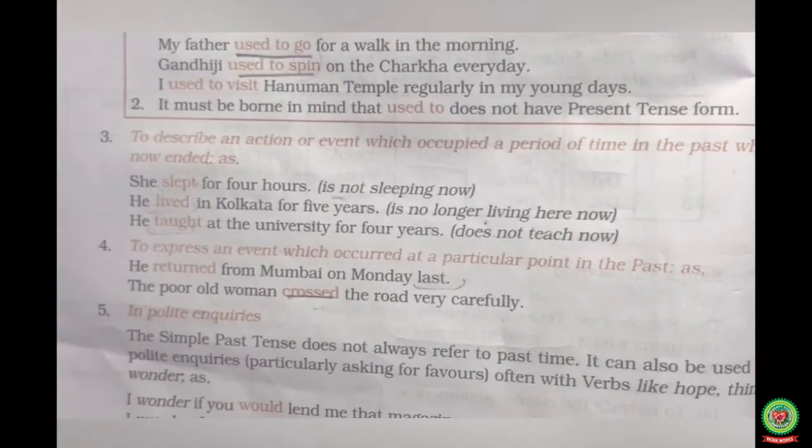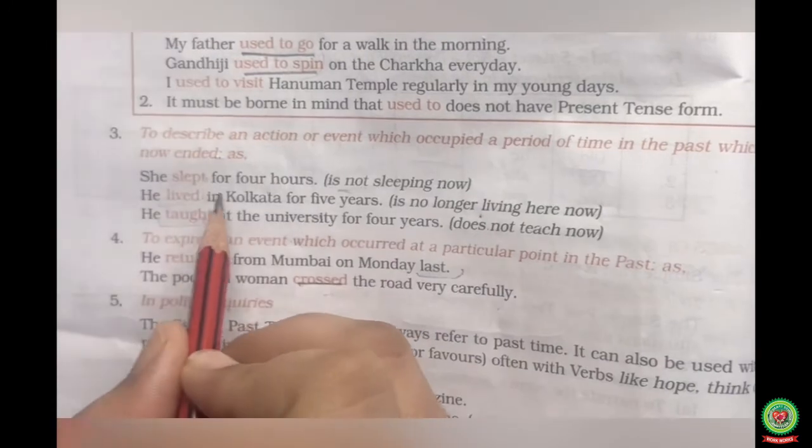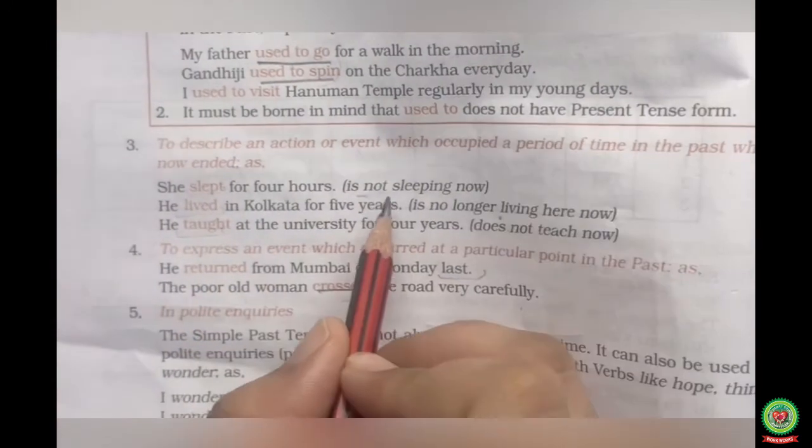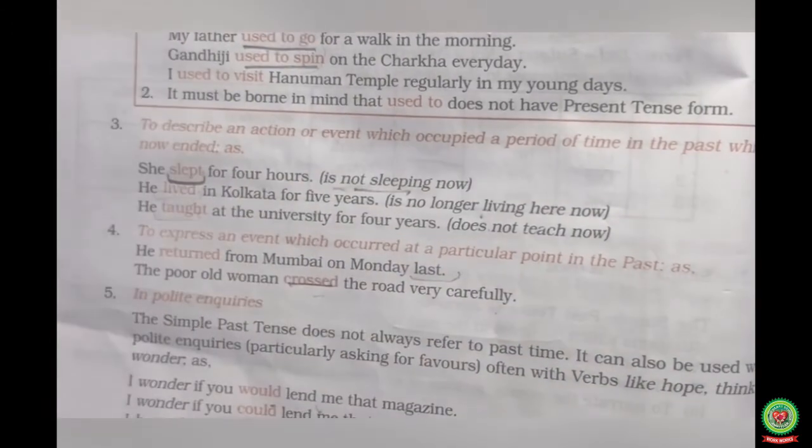Now next is point number 3. In point number 3, it is mentioned to describe an action or event which occupied a period of time in the past, which now has ended. See, she slept for 4 hours means she's not sleeping now. She has already slept. So it means simple past form.